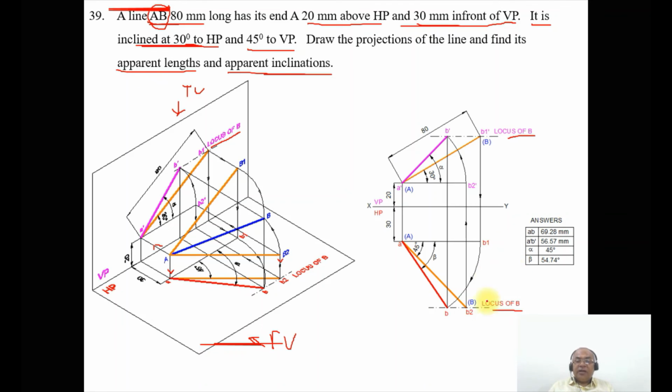20 mm. So therefore, from b2, you draw a vertical projector such that it is going to cut the 20 mm line. So you mark this point as b2 dash.